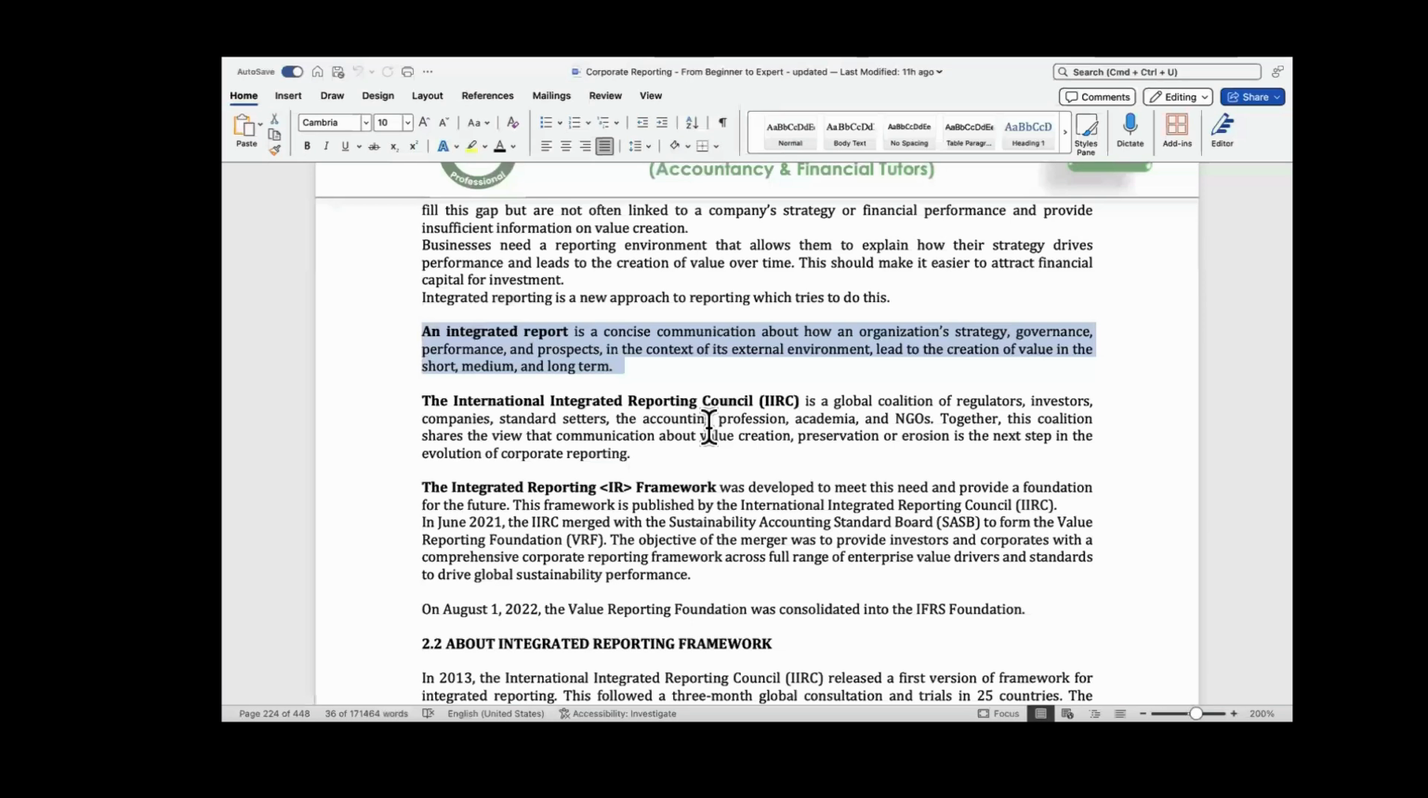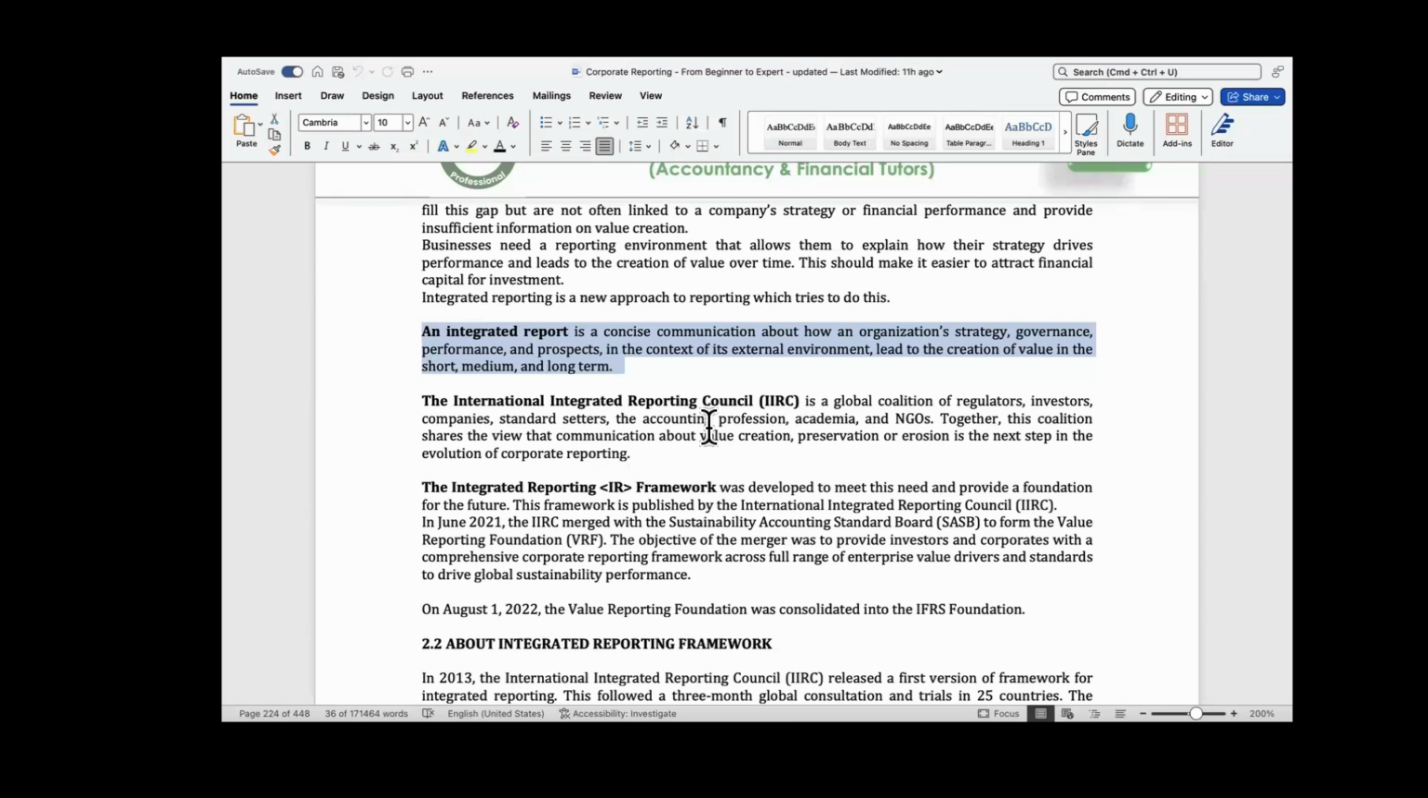That is where strategy comes in. That is where governance comes in. That is where performance comes in. That is where external environment comes in. How we create value, how we preserve value. And have we lost value in terms of erosion? That is integrated reporting. Link the two together.